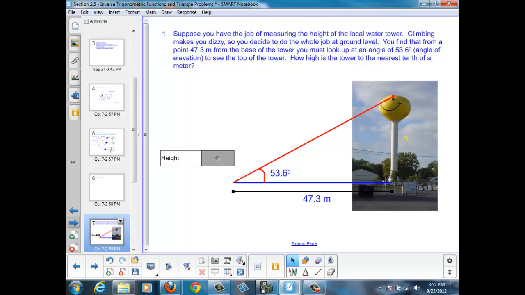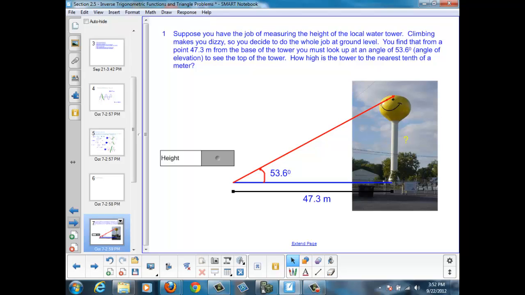You find that from a point 47.3 meters from the base of the tower, you must look up at an angle of 53.6 degrees. We call that the angle of elevation to see the top of the tower. How high is the tower to the nearest tenth of a meter?